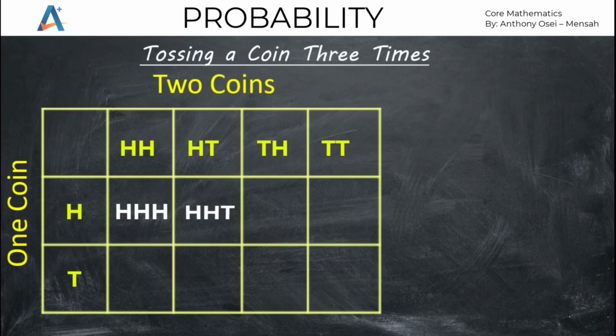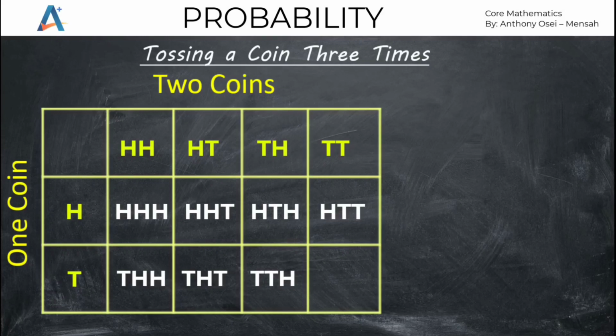Here we go: head, head, tail. We go head, tail, head. Making this one head, tail, tail. With tail here becomes tail, head, head; tail here, then tail, head, tail; tail here, tail, head. So tail, tail, head. Last one, tail against two tails, becoming tail, tail, tail. So this will be the possible outcome for tossing a fair coin three times.